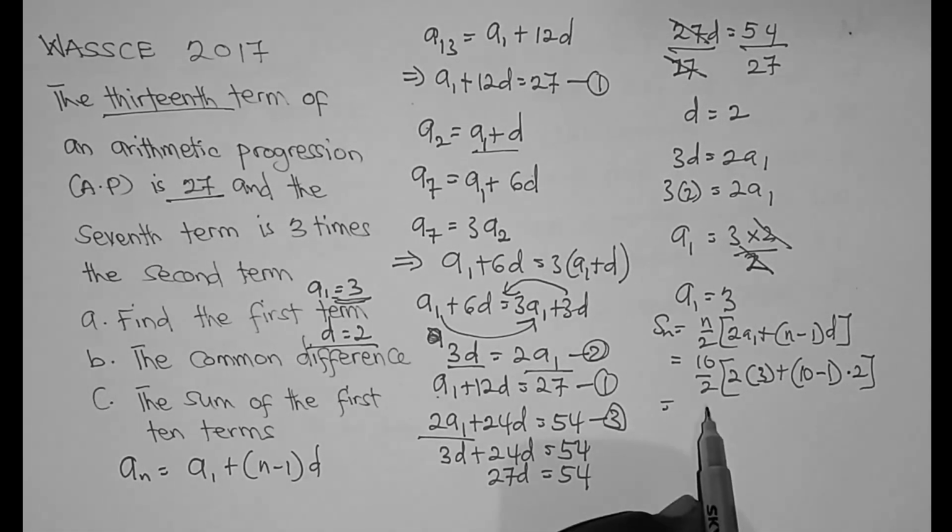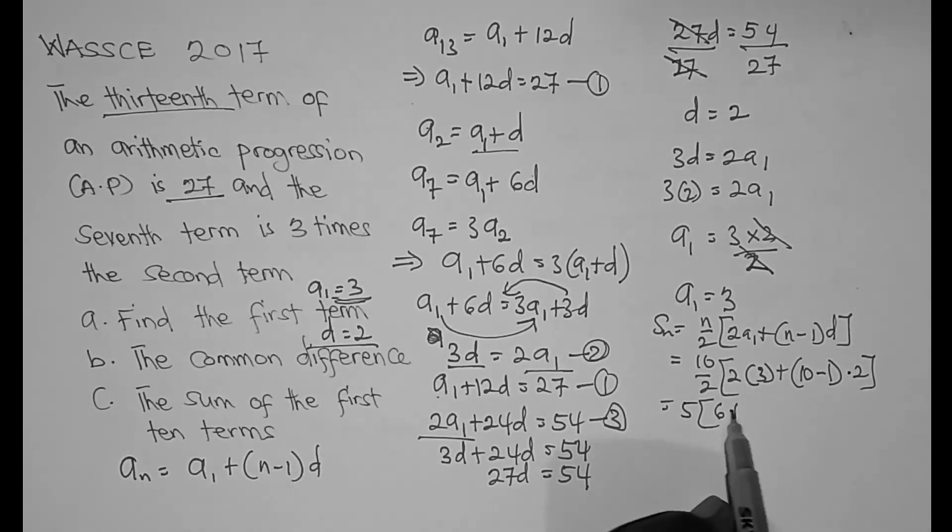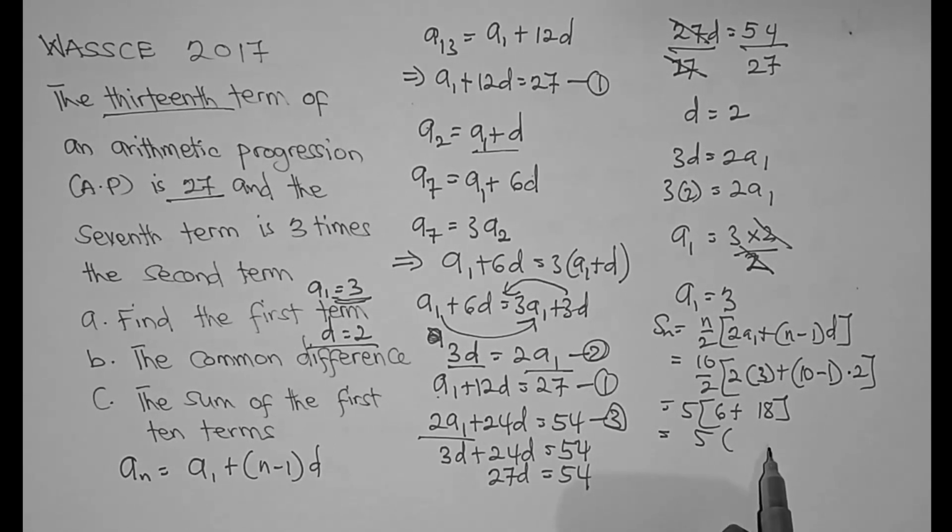10 divided by 2 is 5, times (2 times 3 is 6, plus 10 minus 1 is 9, 9 times 2 is 18). So this is equal to 5 times (18 plus 6), which equals 24. And 24 times 5 equals 120.